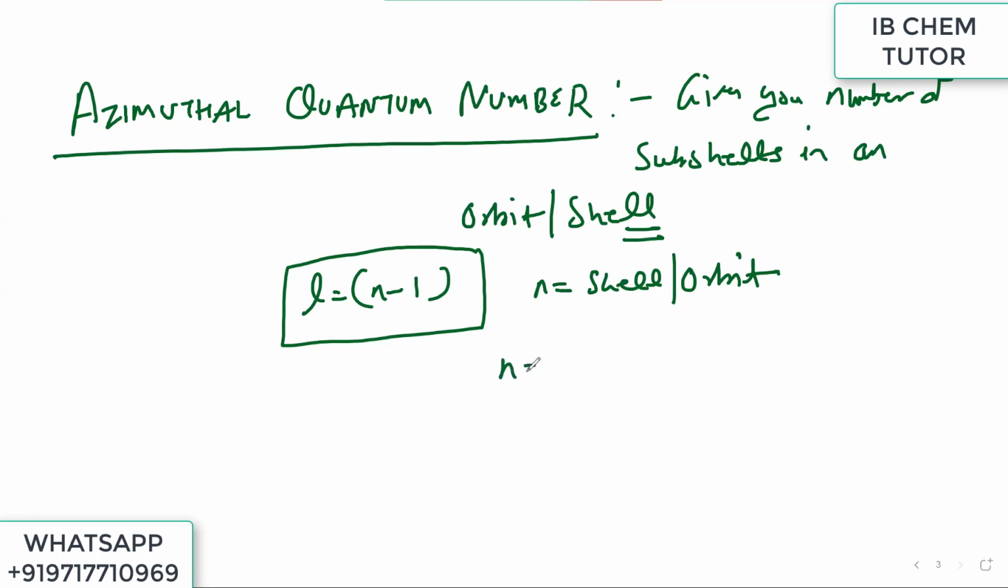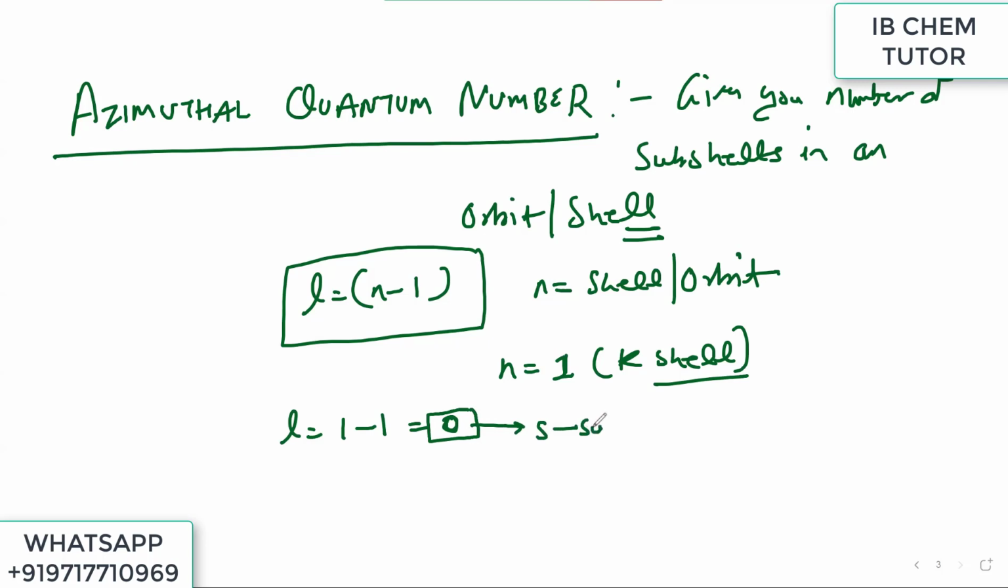So now for example, let's use this formula. Suppose I am taking n is equal to 1. So n is equal to 1 stands for K shell or K orbit. So l here will be 1 minus 1, so it is 0. Now don't take it as a mathematical 0. Here 0 stands for S subshell. Okay, don't take 0 as nothing. So 0 stands here for S subshell.